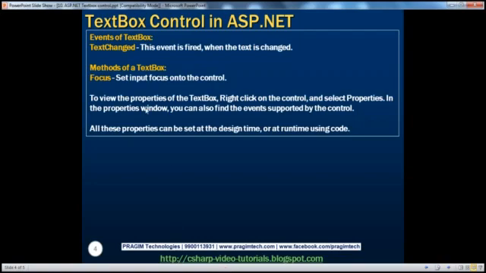And we have already seen, to view the properties of the text box control, you can right click on the control and select properties. In the properties window, you can also find the events which will be shown using that lightning bulb symbol. All these properties can be set at the design time or at runtime using code.